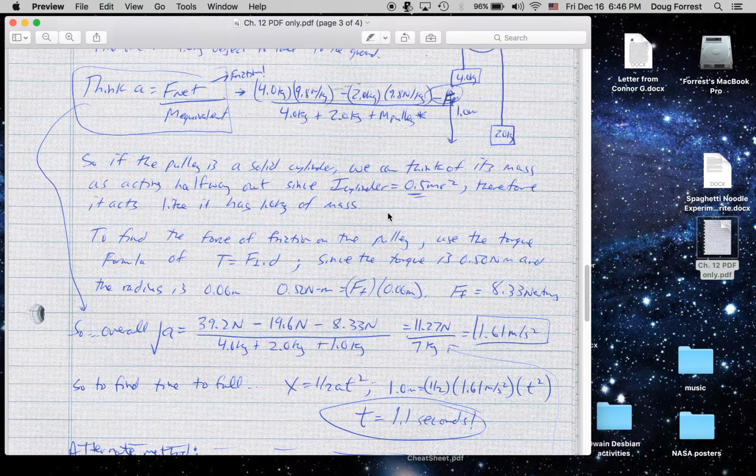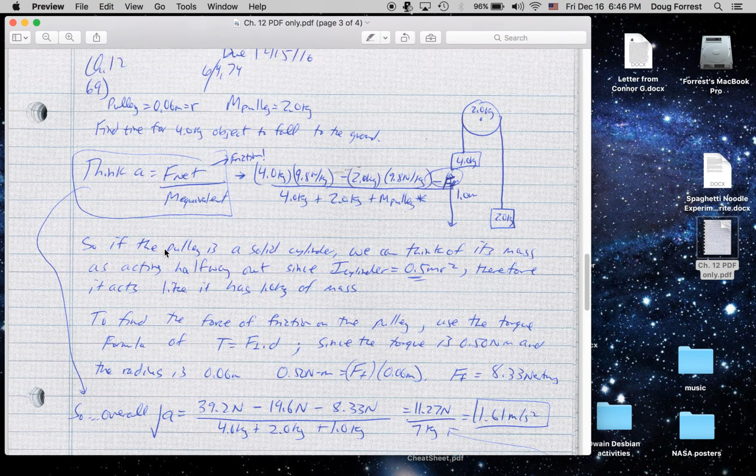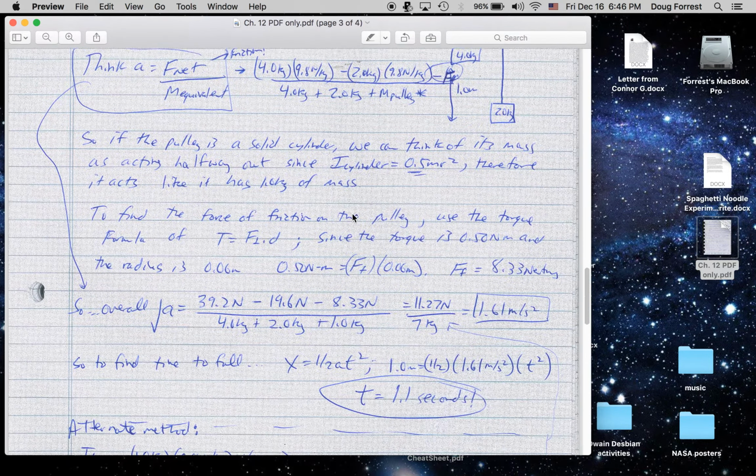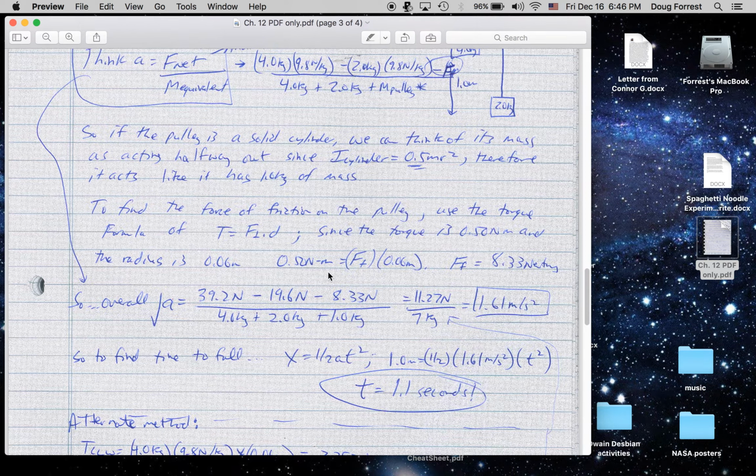So the problem now is I've got to also subtract off the force of friction. How do I do that? Well, it said that 0.06 meters was the radius, and there was 0.50 newton meters of torque caused by friction. If I know that radius and I know the torque, I can find the force of friction. Its equivalent is 8.33 newtons.